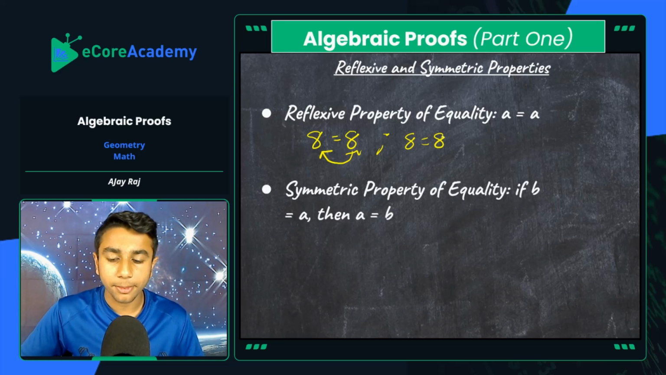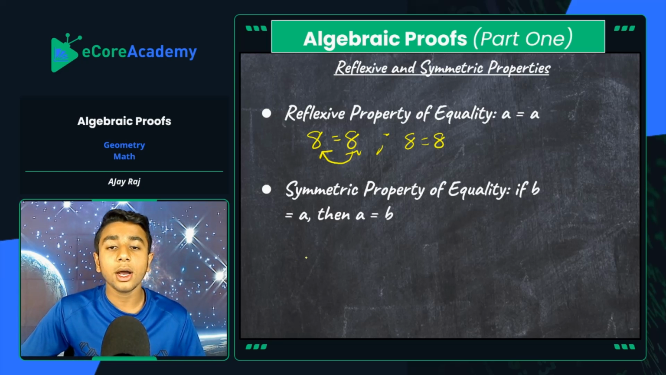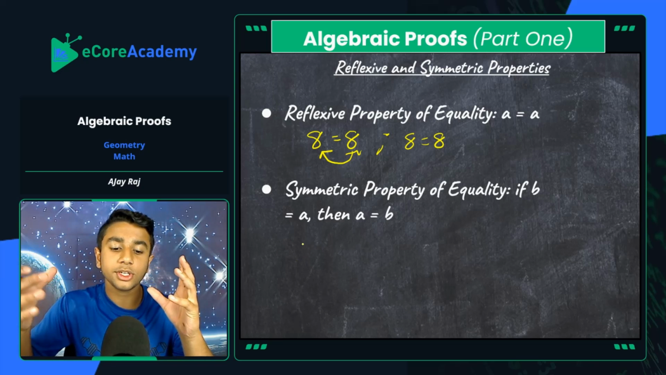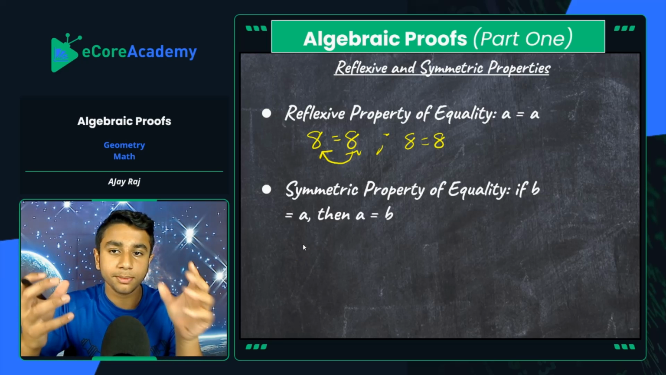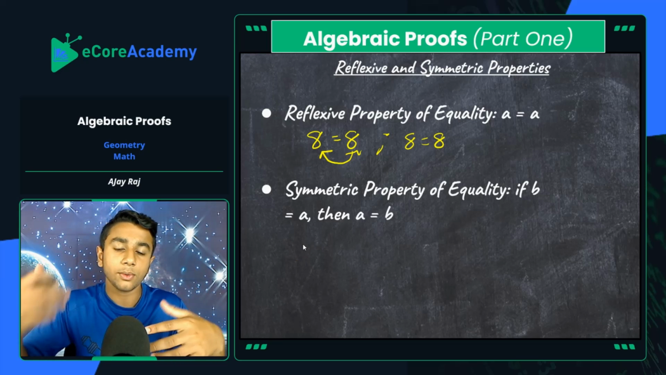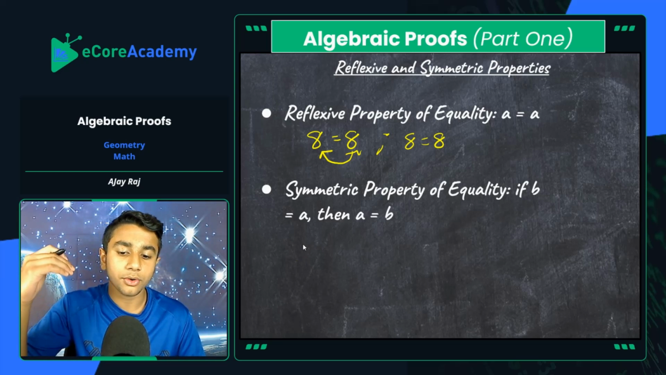Our next property of equality is the symmetric property of equality, and it states that if B equals A, then A equals B. It's very similar to the reflexive property of equality, and that's basically saying that two values that are equivalent to each other can always be swapped and are interchangeable, because they're always going to maintain equality, and that's a property of your equal sign.